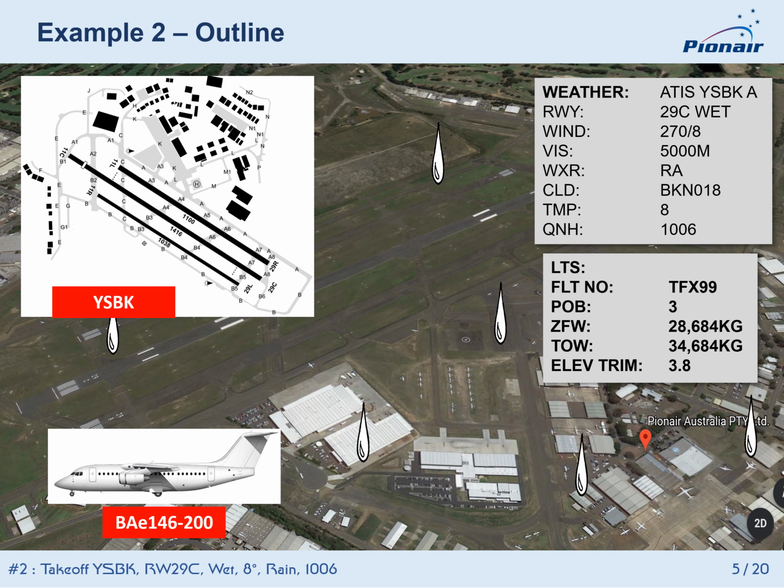Our second example is a departure from runway 29 centre in Bankstown, where the temperature is 8 degrees, the runway is wet, and it's raining. Pretty much screams engine anti-ice, doesn't it? The QNH is low, which is also not helping, and the takeoff weight is just under 35 tonnes. Also, we're in a 200 series aircraft. Let's go into it, shall we?